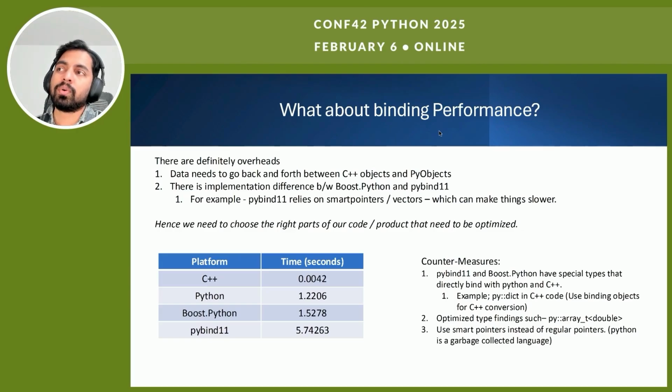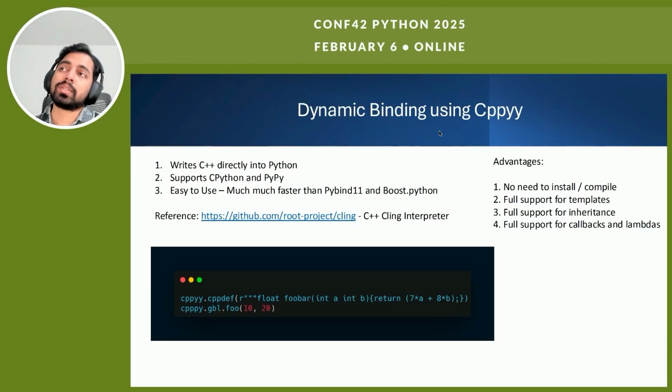When we use both pybind11 and Boost Python, we actually create shared libraries where we statically bind the C++ code to Python. But there is also another concept called dynamic binding through another library called cppyy, which directly writes C++ code into Python. So there is no need for any sort of compilation, adding it to the Python path, or putting it into a container registry. We can just write C++ directly into Python. This is facilitated by the C++ Cling interpreter.